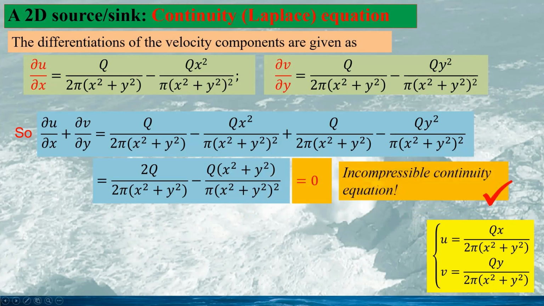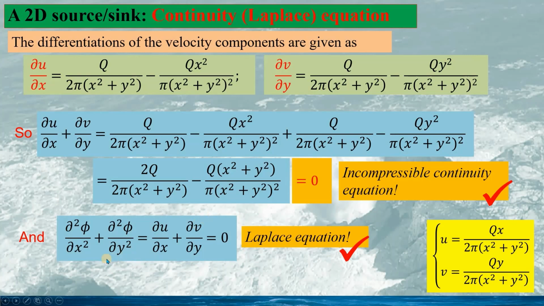This means the flow from a source is an incompressible flow, because the expression being 0 is the continuity equation for incompressible flow. And we can easily check the Laplace equation, it is satisfied. This is understandable because the Laplace equation is derived from the incompressible continuity equation.